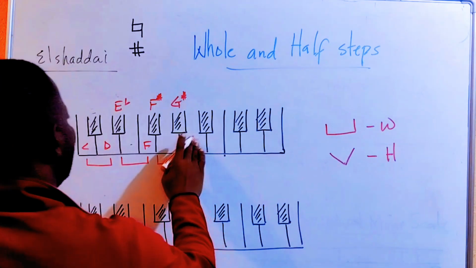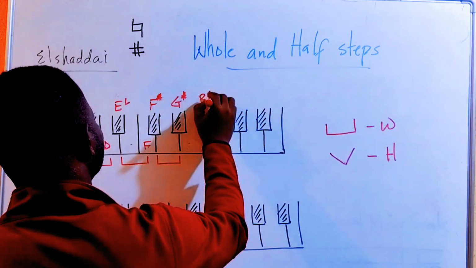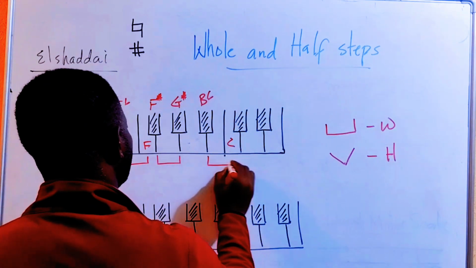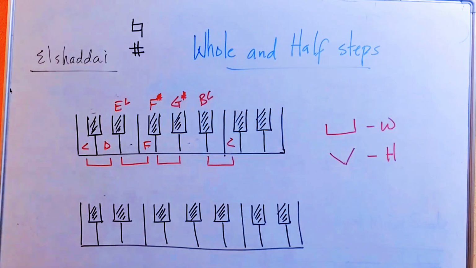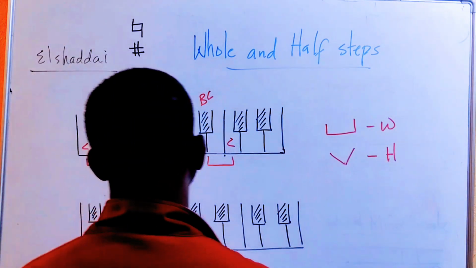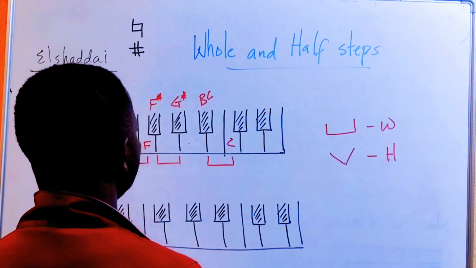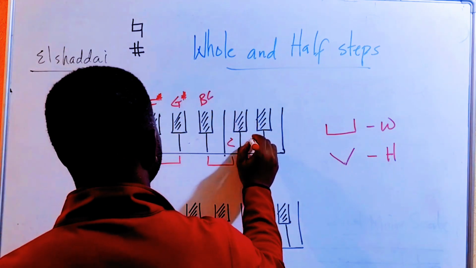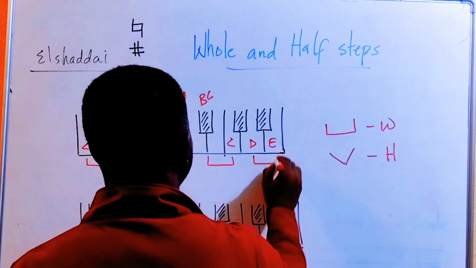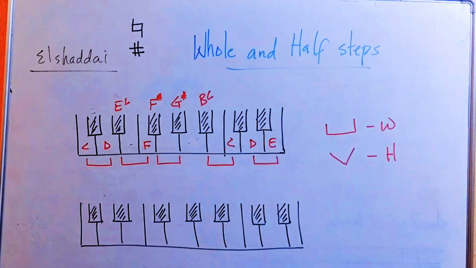Or let's go from B flat and take a whole step. So it's going to be 1, 2, 3. So the whole step will always leave a key between. Be it a white or black key, the whole step is going to leave a key between. So we can come from D to E. That's another whole step. That's how whole steps work. Whole steps will always leave one key between.